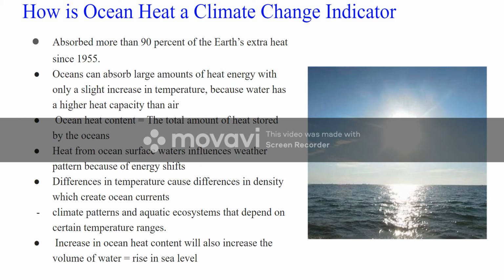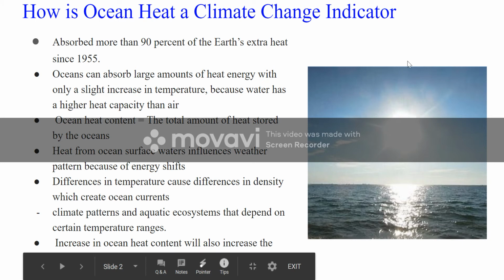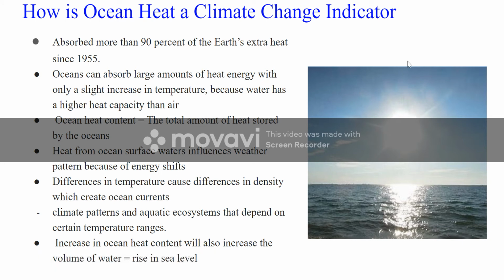This is because water has a higher heat capacity than air. The definition of ocean heat content is the total amount of heat stored by the oceans. And the heat from ocean surface waters influences weather patterns because of energy shifts. Differences in temperature can cause differences in density, which create ocean currents. This can cause change in climate patterns and aquatic ecosystems that depend on certain temperature ranges.